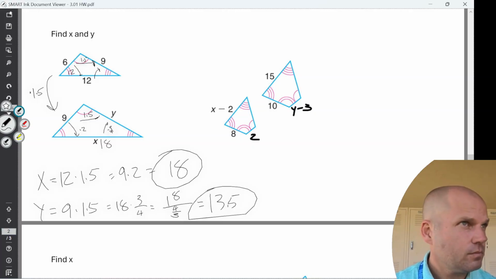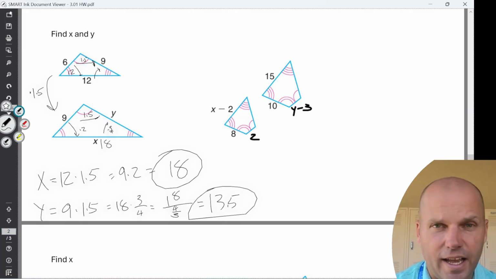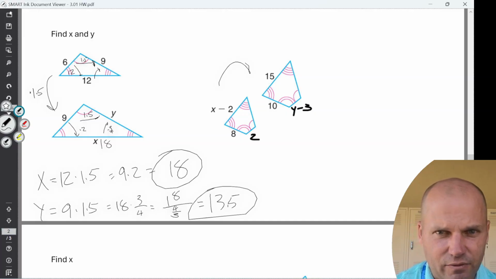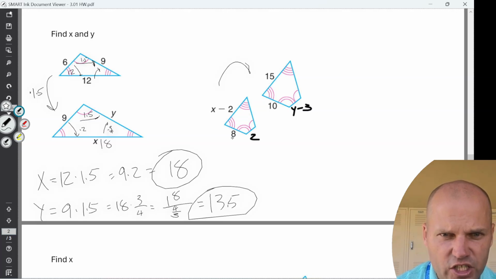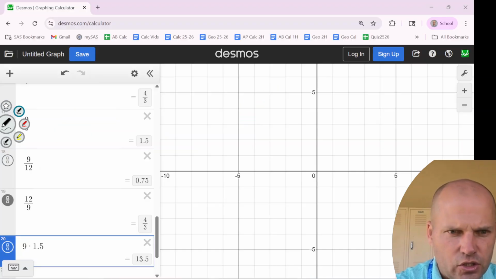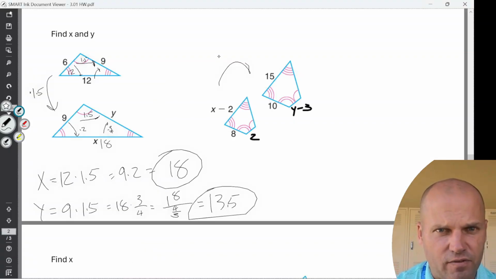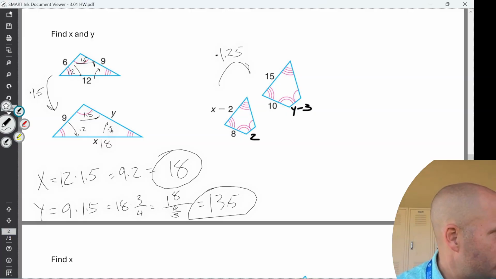Cool. What if it's not just x? What if it's like x minus something or y minus something? Well, let's just do it the easy way. My easy way, I think, is the relative size of the shapes. So like we see these quadrilaterals, you can see the 8 goes to the 10. So how many times bigger is the 10 to the 8? 1.25 times bigger.